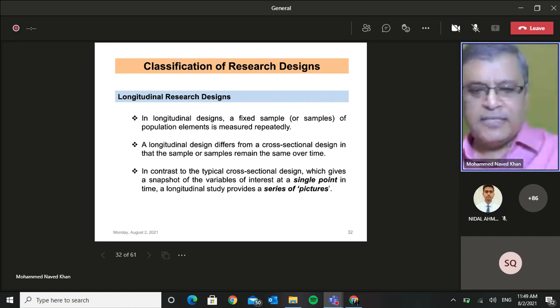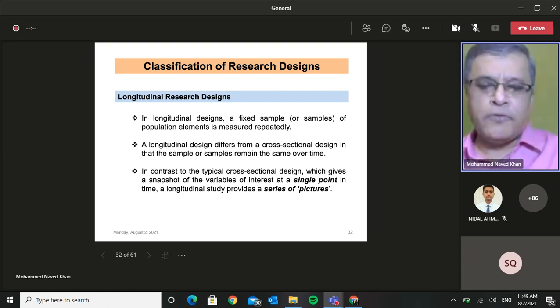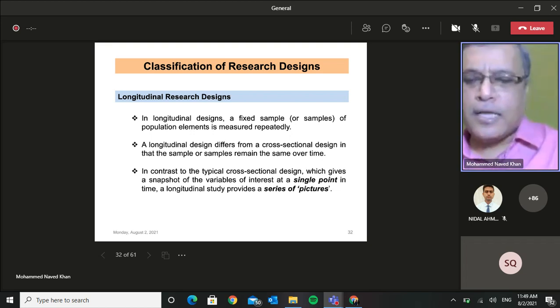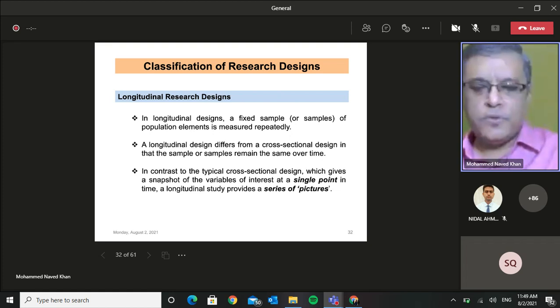But in longitudinal designs, remember, they have a fixed sample, and we approach that fixed sample repeatedly with our questionnaires. We keep approaching them to collect the information that we require, in the hope that it will help in solving the problem that we are trying to address. So longitudinal designs differ from cross-sectional designs in that the sample remains the same over a period of time. For example, the study may extend to 10 years, 5 years, 2 years. The sample would remain fixed in case of longitudinal design.